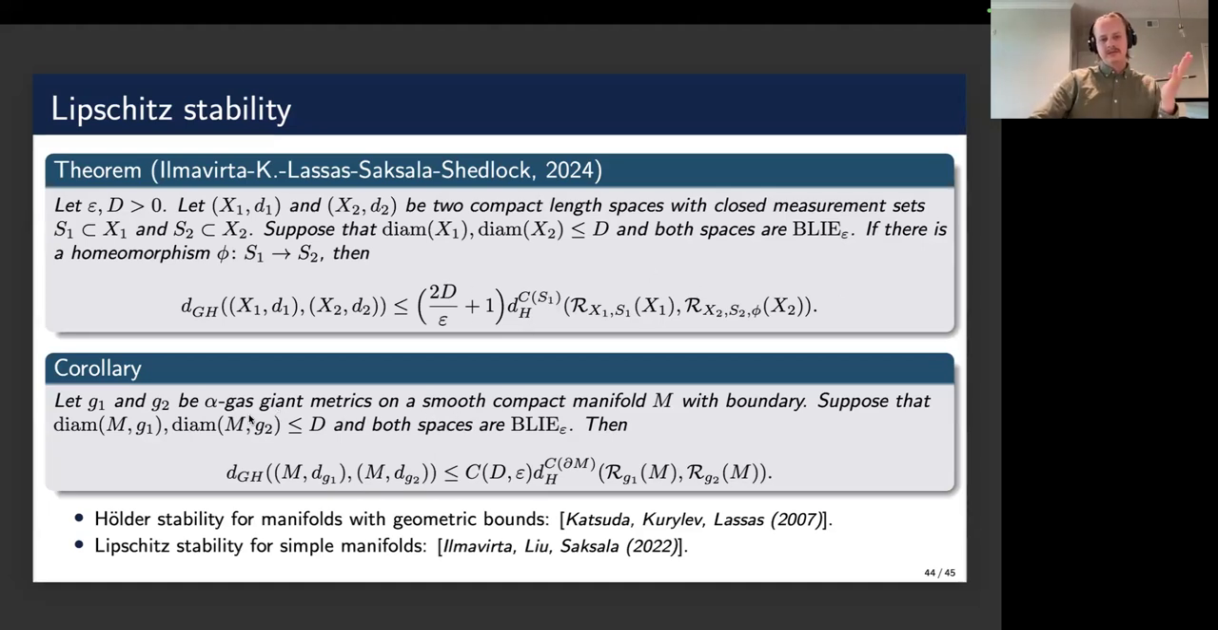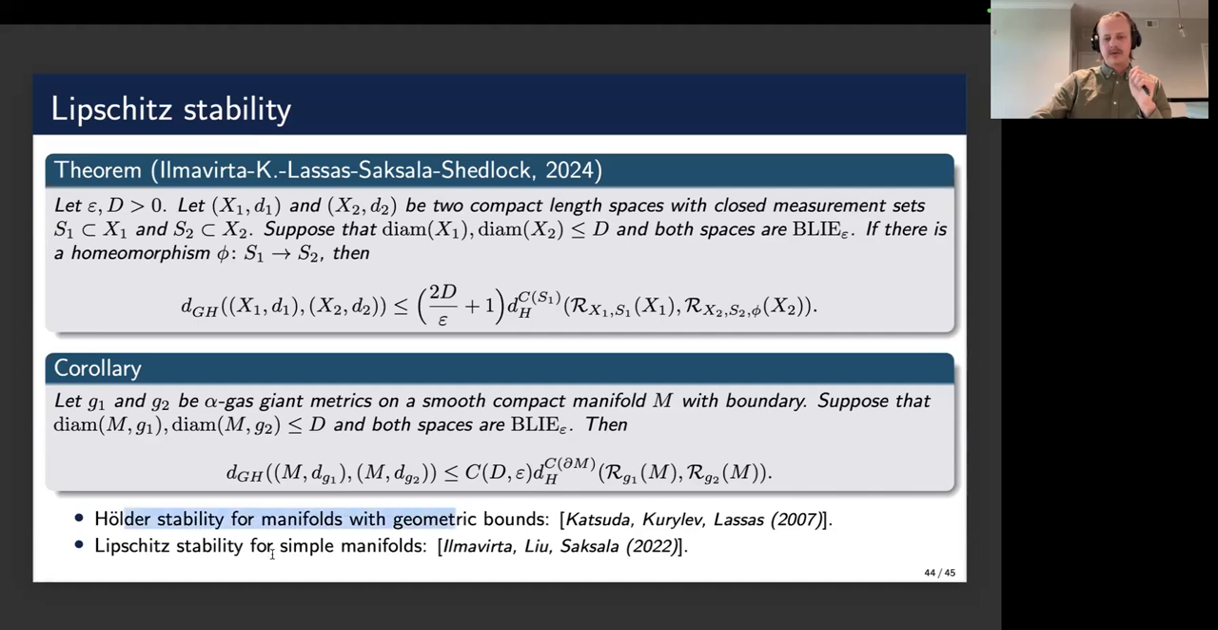Okay, so in particular, this contains, as an example, gas giant metrics. So with basically the same assumptions, you can apply this to gas giant manifolds and say that this travel time data Lipschitz stably recovers your manifolds here as well. So we can go a little bit beyond simplicity.